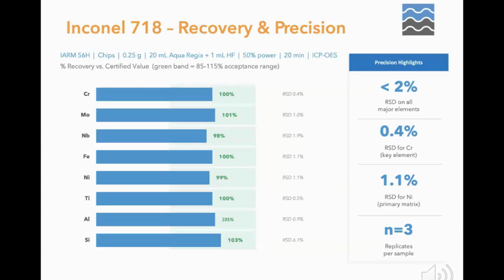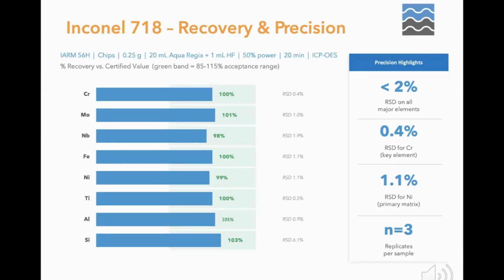So let's get into a few of these. I'll start with Inconel 718. This is one of the most recognizable CRMs, if you will. It is a metal type used in turbine engines and jet components. It's known to be a very difficult CRM or metal type to digest.